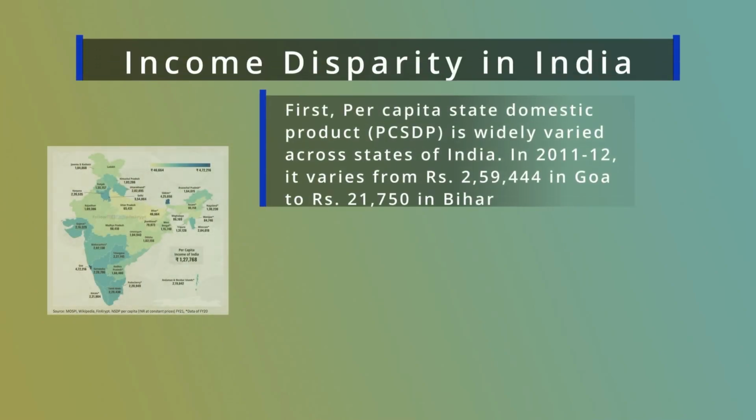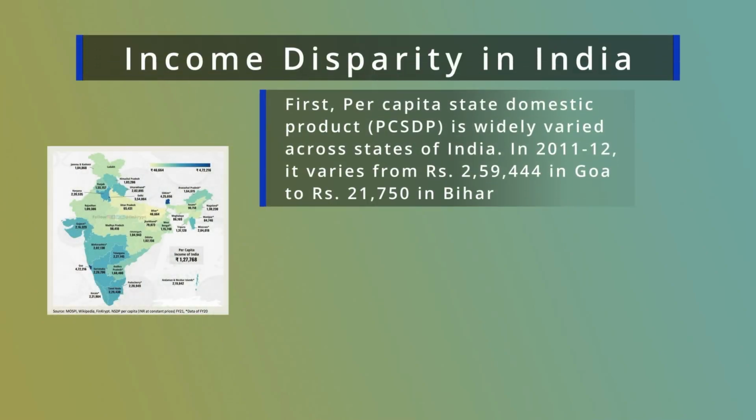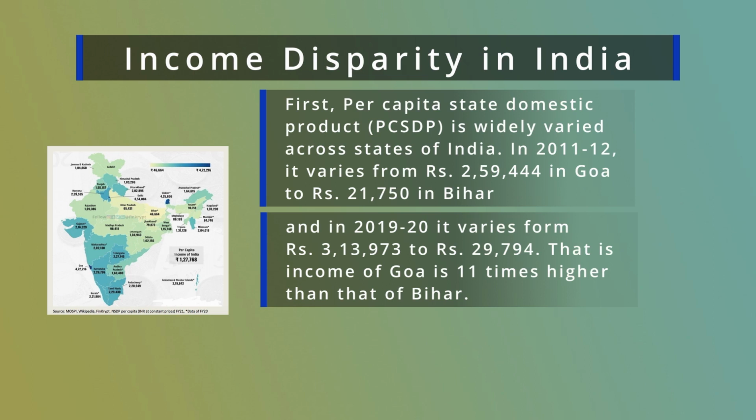At first, this per capita state domestic product is widely varied across states of India. In 2011-12, it varies from rupees 2,59,444 in Goa to rupees 21,750 in Bihar. That is, the highest per capita income is in Goa, and the value is rupees 2,59,440, whereas the lowest per capita income is experienced by Bihar and its value is only 21,750. And this variation of the per capita income also increased during the latter period.